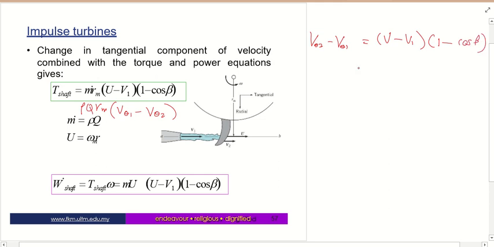So this is V theta 2 minus V theta 1, outlet minus inlet. Because the mass flow rate at the inlet is always negative and at the outlet always positive, we get T shaft for the turbine equal to m dot, mean radius, U minus V1, times 1 minus cos beta.